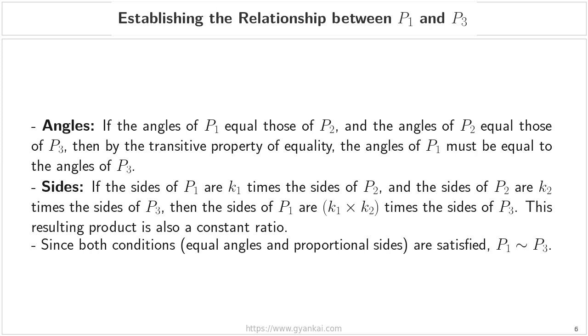Now that we have looked at the individual relationships between the first two pairs of polygons in the previous slides, let's bring it all together to establish the relationship between the first and the third polygon. This is the core of our logical proof.